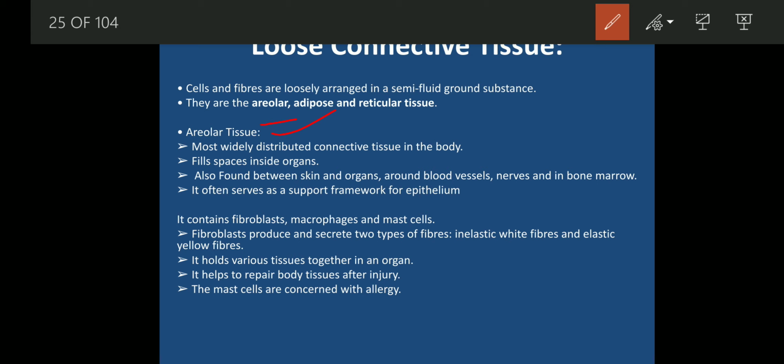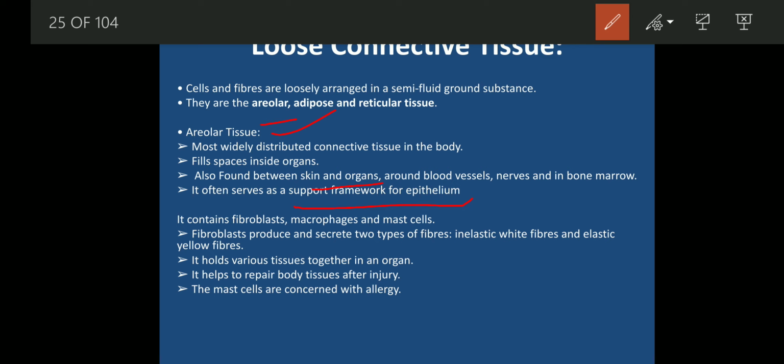Next, it is also found between the skin, organs and blood vessels, nerves and in bone marrow, as I just told you. It often serves as a support framework for epithelium. As we have seen, the epithelial tissue is attached to the surface with the help of some specific type of junction. The surface which is provided to the epithelium is nothing but the areolar tissue in most of the cases.